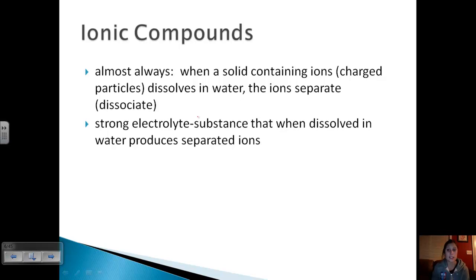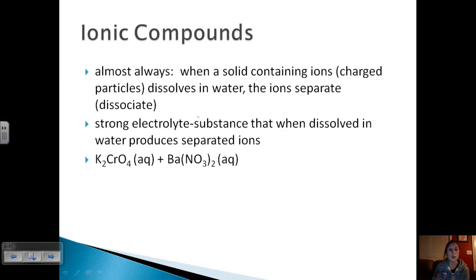A strong electrolyte is a substance that when dissolved in water produces separated ions. It will dissociate completely. Salt, NaCl, would be a strong electrolyte. It dissolves or dissociates completely. Other types are weak electrolytes, which kind of dissociate, but not all of them. And then non-electrolytes don't dissociate at all, and a non-electrolyte could be something like sugar.